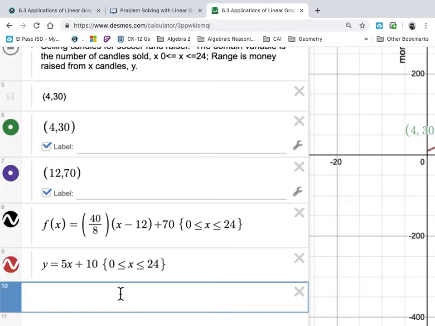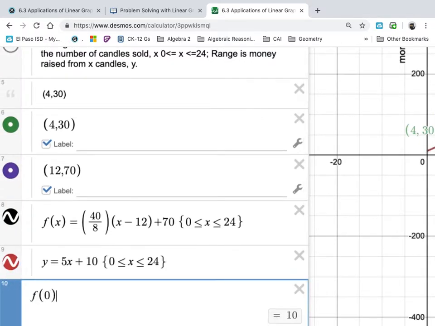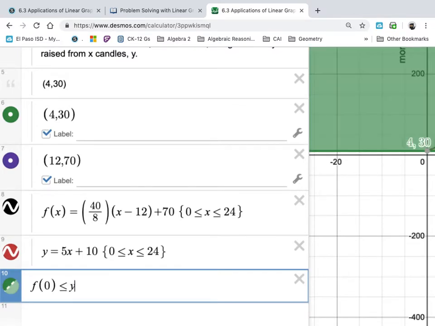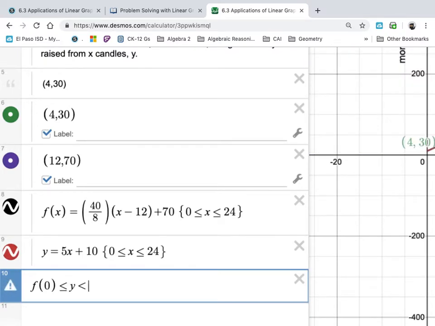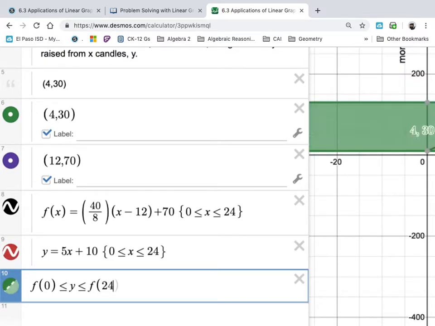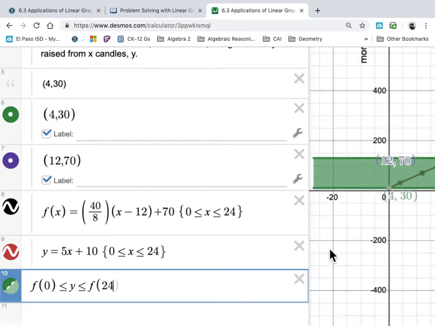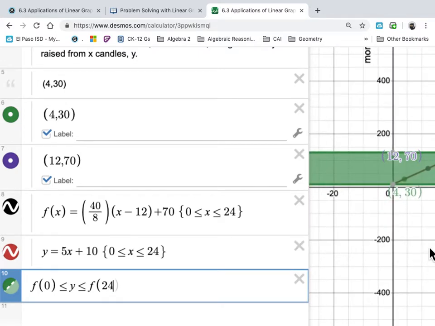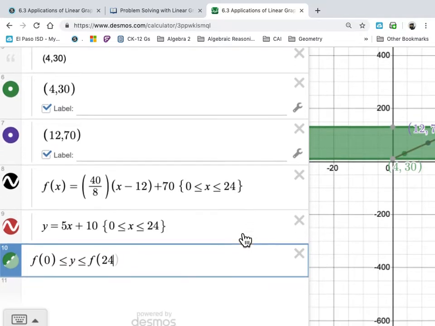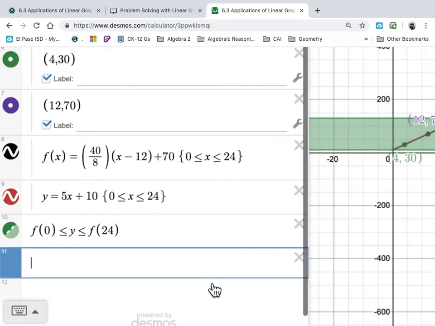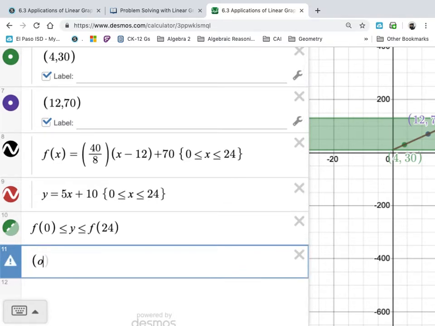What's my range? f of 0 less than or equal to y less than or equal to f of 24. And that is going to give me my range. If you want to know the actual numbers, you can plot those points. At 0, this is an increasing function. At 0, the actual minimum does occur.